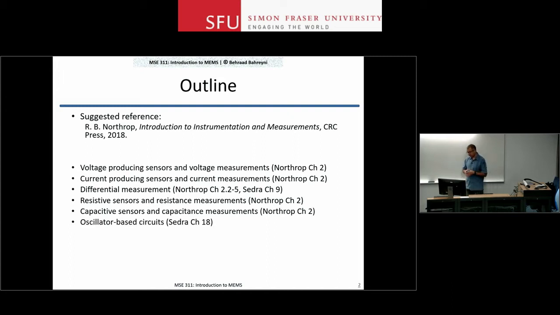Then we talk about something that is a bit new to you. You, I'm sure, have used these devices or circuits before. These are oscillator circuits, and these are nonlinear circuits that produce a periodic signal for you, right?